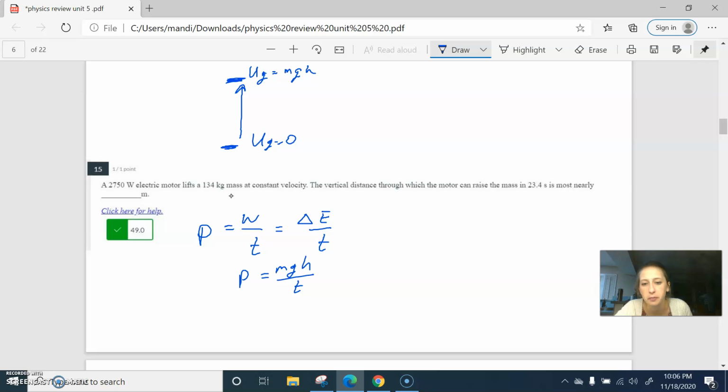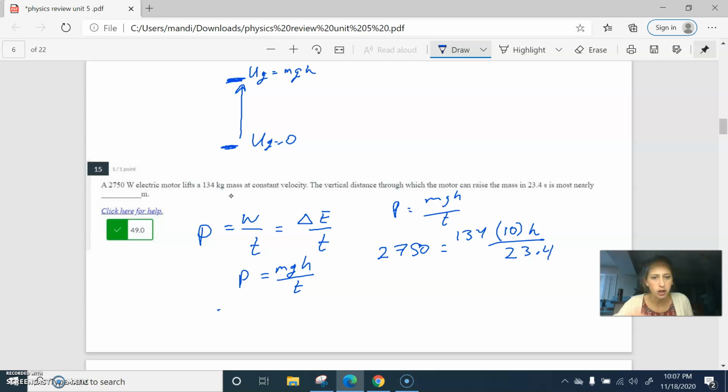Let's put some numbers in here. So P equals mgh over time. P is 2750. The mass is 134. G is 10 in your class? Maybe 9.8? I don't know. The height we are solving for, and time is 23.4. One equation, one unknown, we can solve this.